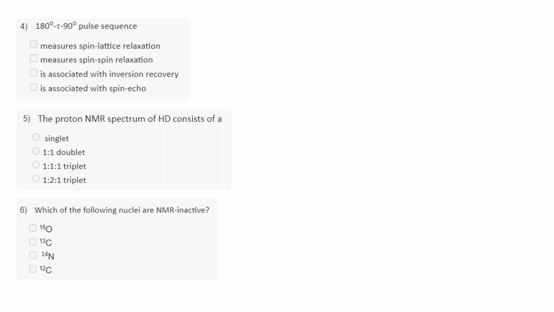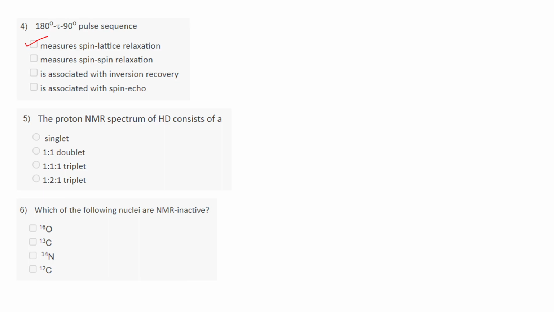It will be easy for you: a 180-degree pulse, then some time, then a 90-degree pulse sequence is actually what? This is a spin lattice relaxation measurement. First, you put a 180-degree pulse along the B1. Now you give it some time. Now you again put a 90-degree pulse to get some amount in the detector along the x-axis. So that is your spin lattice relaxation.